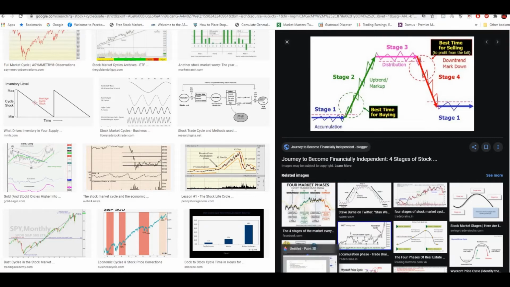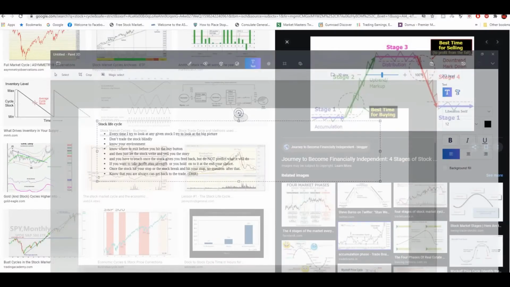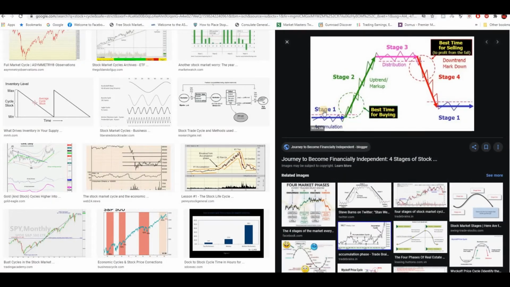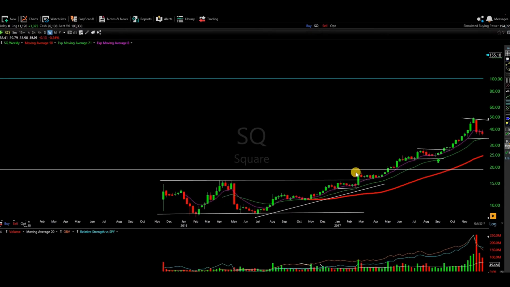That's why I like to emphasize to you guys, look at the big picture. Know what environment you're trading. Are you trading in a bearish market? Are you trading in a bullish market? Know your time frame. Are you day trading? Are you a position trader? Are you an investor? And know what phase the stock is in. Is it 1, 2, 3, 4? That's it, period.